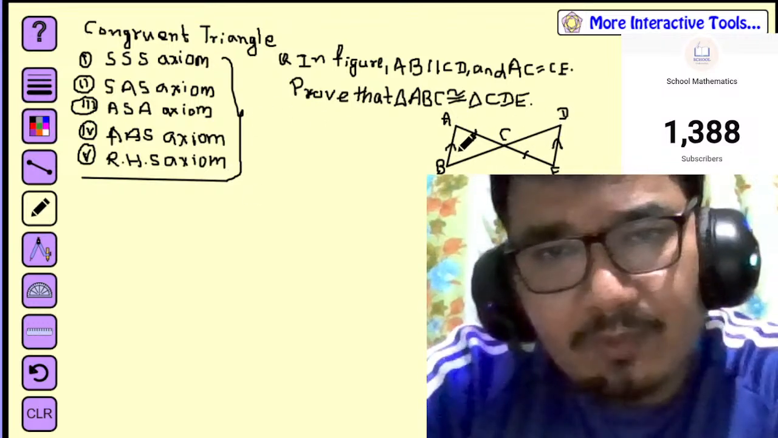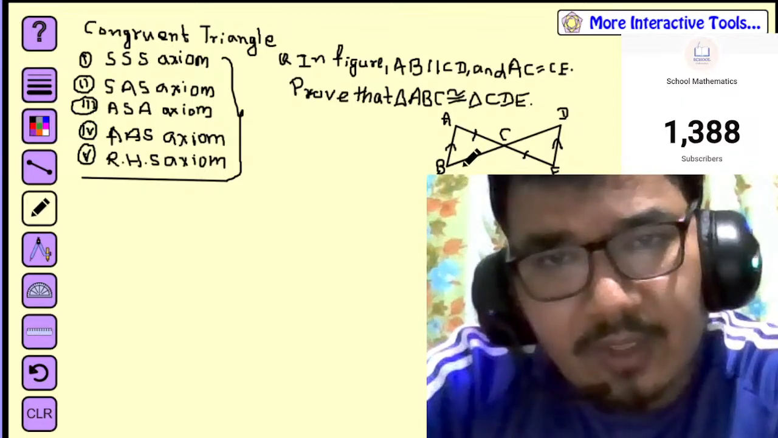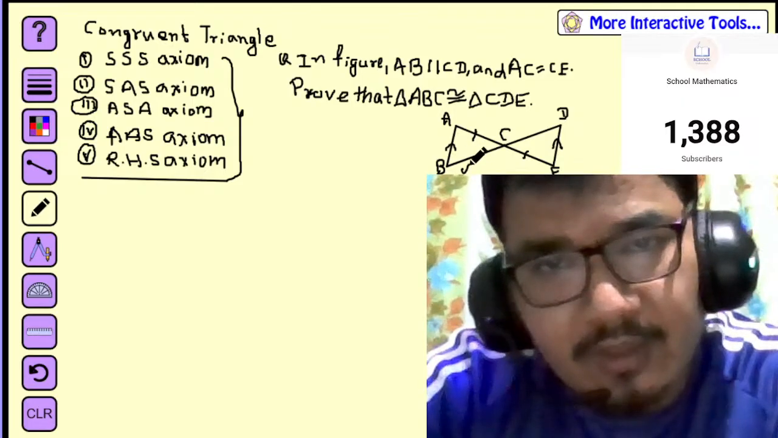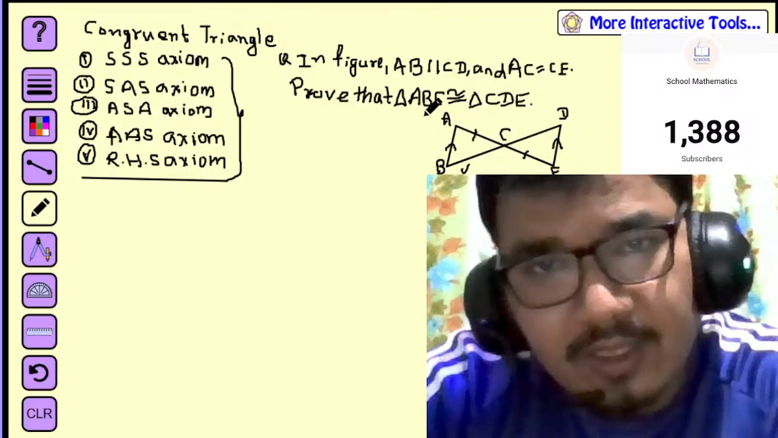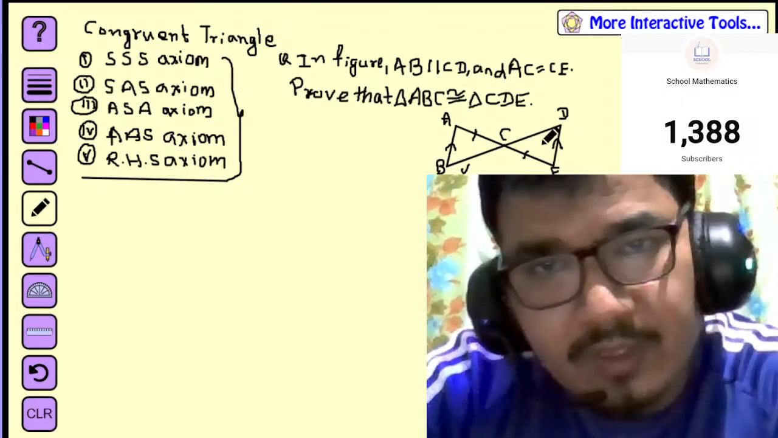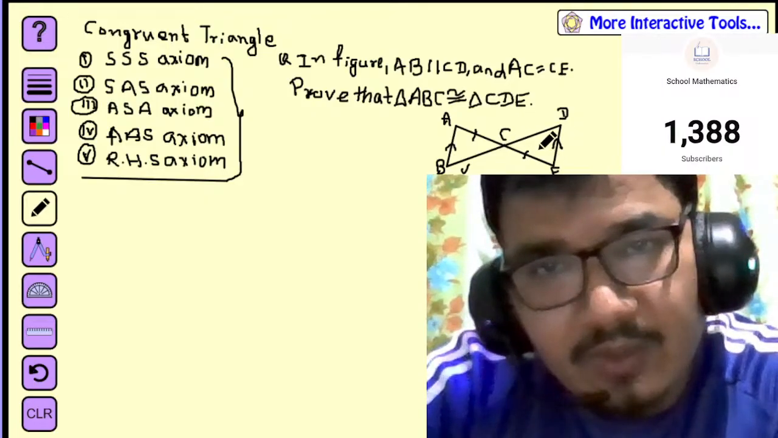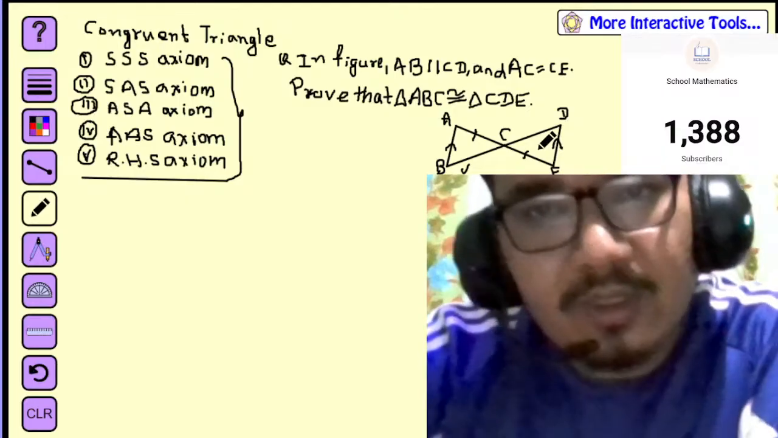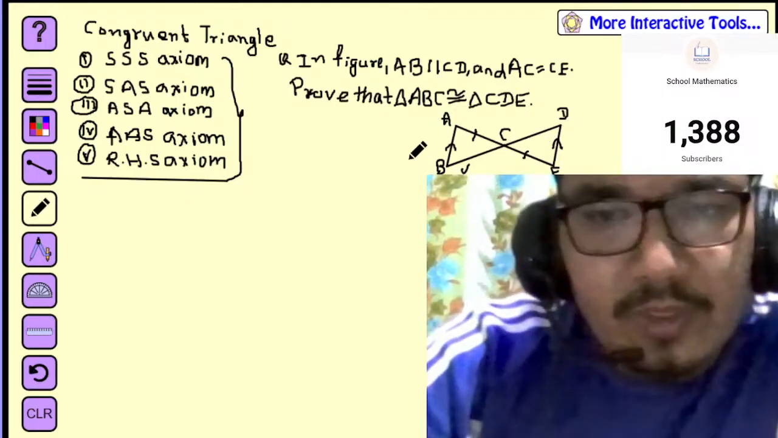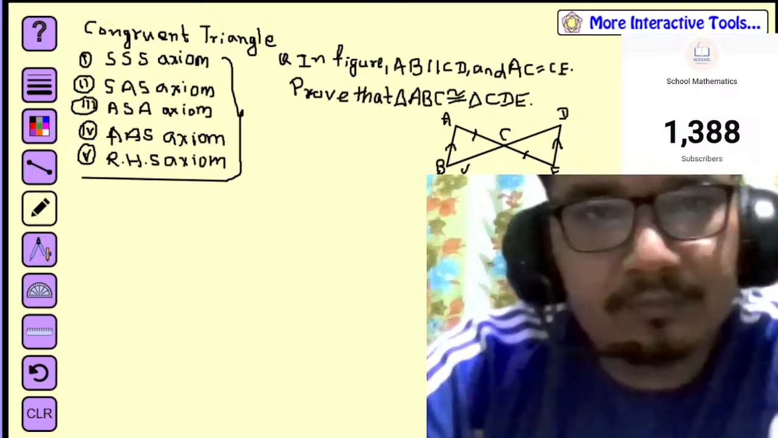From this figure we have to prove these two triangles. Look, this triangle ABC we have to make congruent with this triangle CDE. These two triangles should be proved congruent. Now look here, I want to show you here.